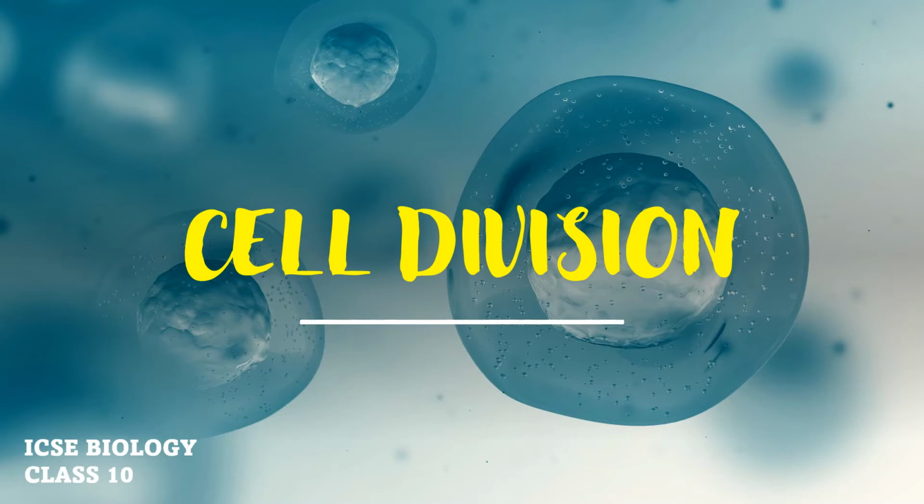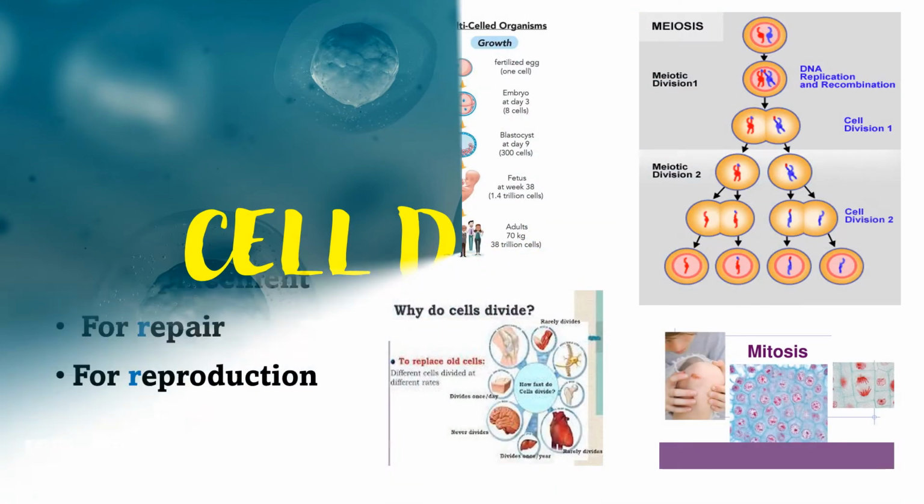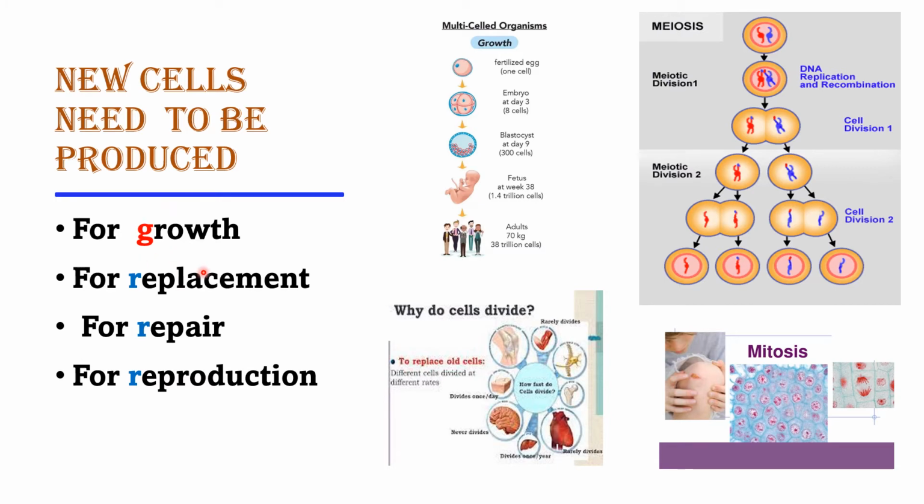Today we are discussing cell division for growth, for replacement, for repair, for reproduction. What is necessary? New cells need to be produced. How are the new cells to be produced? Only through cell division. Here you can see the growth of a baby to adult, replacement of old cells by new cells, repair, healing of wounds.